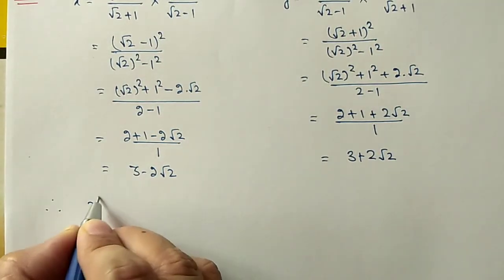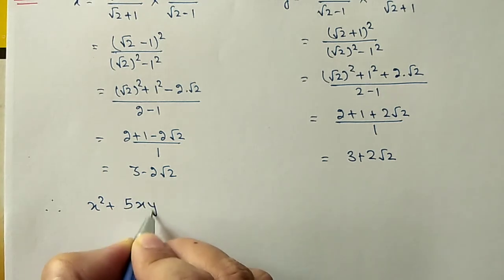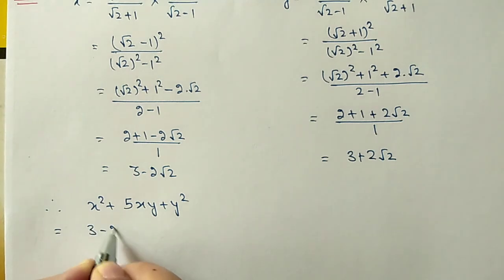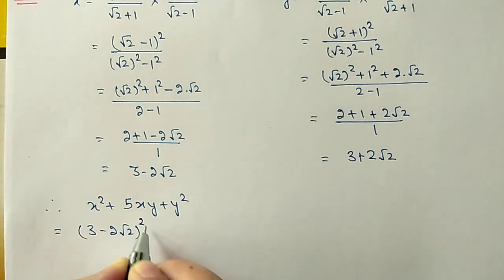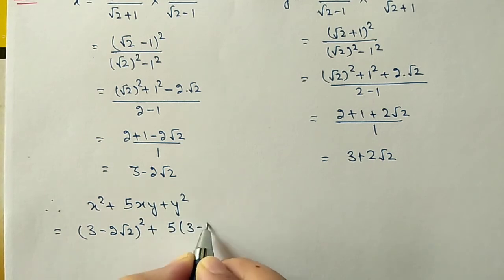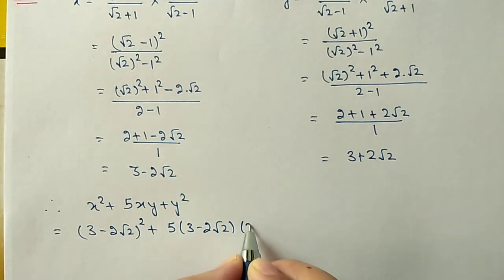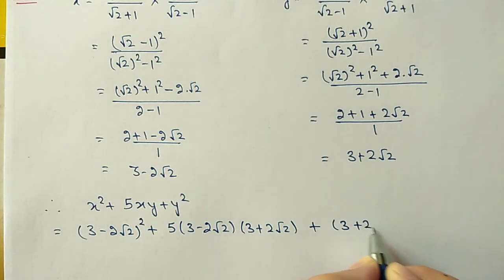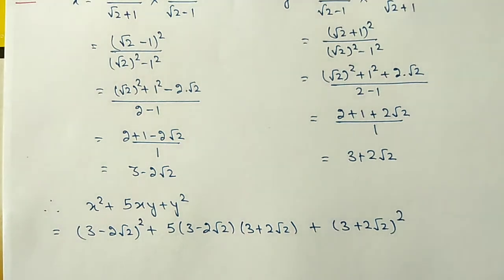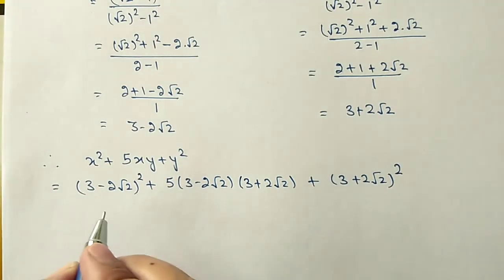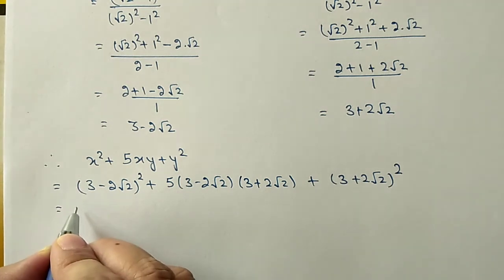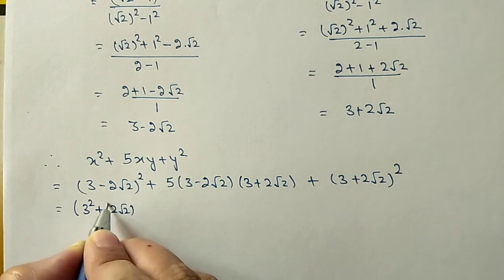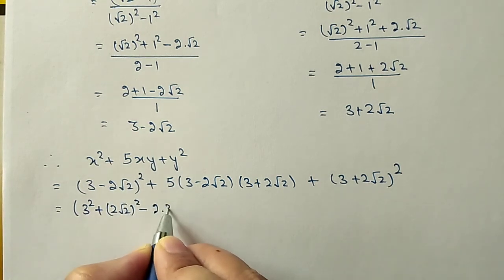Question is that x square plus 5xy plus y square. X value is 3 minus 2 root 2 whole square plus 5, 3 minus 2 root 2 and 3 plus 2 root 2. Then y square 3 plus 2 root 2 whole square. First we will use a minus b whole square formula. We will get here a square 3 square plus 2 root 2 whole square minus 2a into b.